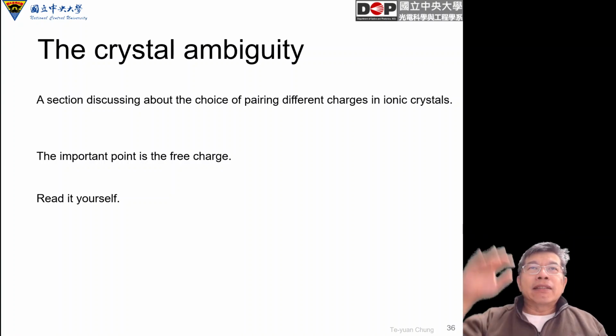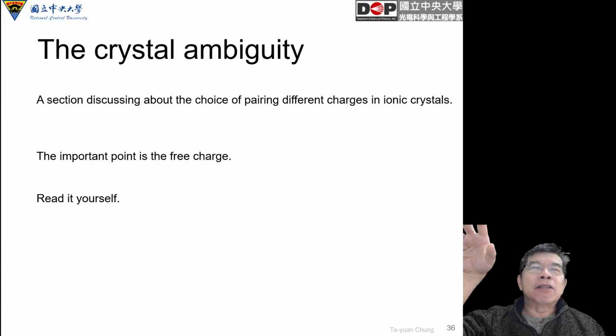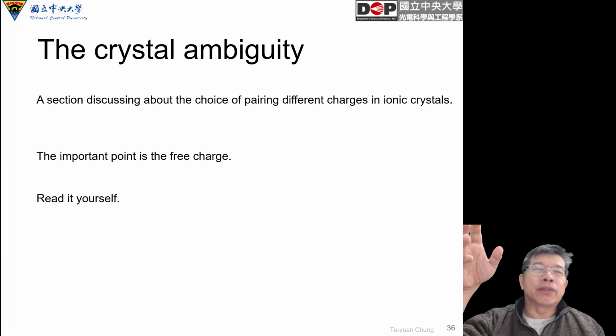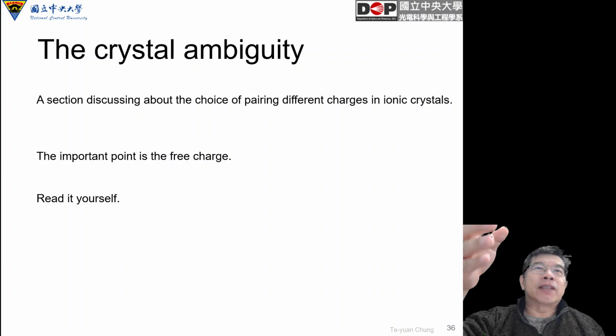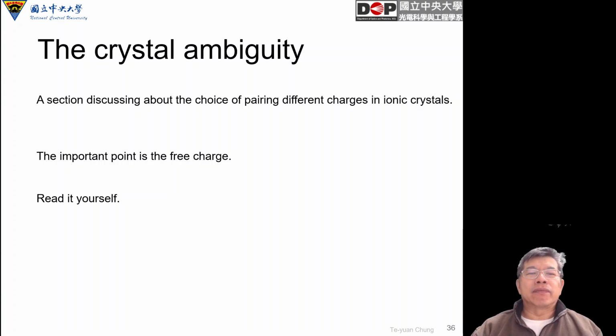This undetermined part looks like it could make a problem, since how you choose gives a different result. But this part of the text tells you it is not that important. But anyway, please read it yourself. Okay, that should be it.